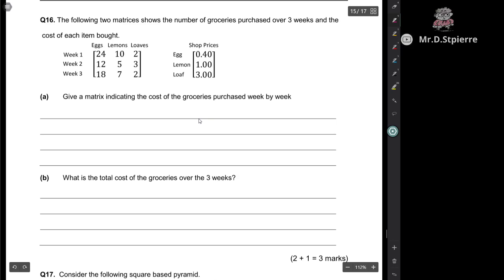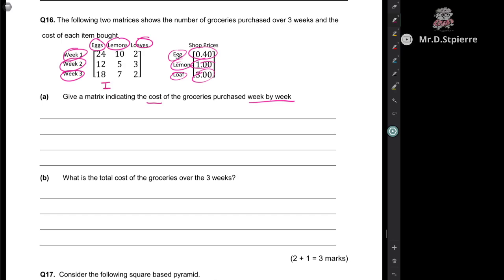Question 16. The following two matrices show the number of groceries purchased over 3 weeks and the cost of each item bought. Give a matrix indicating the cost of the groceries. So we need the cost of the groceries purchased week by week. Well, we can get that by looking at this first matrix. It tells us how many items we bought per week, and then it also tells us the cost for each of those items.